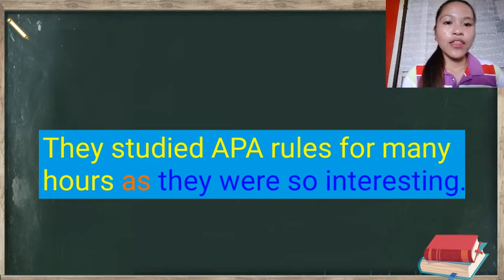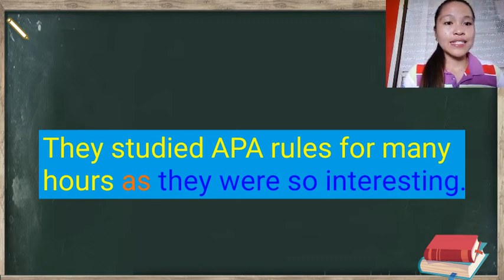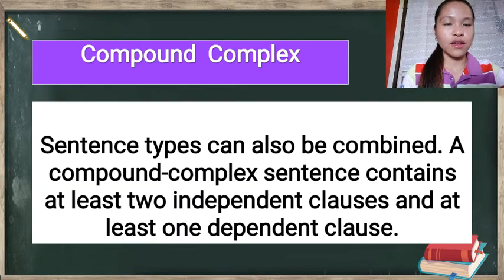And there is a conjunction, which is "as," that helps to connect the dependent clause. They were so interesting. So is it clear? So this sentence is a complex sentence because it has one independent clause and one dependent clause. So now let's move on to the compound complex.